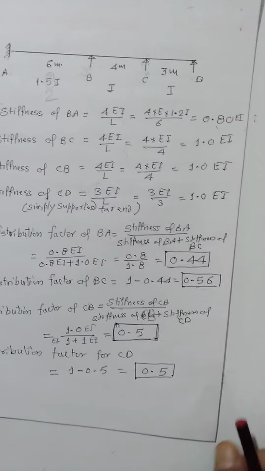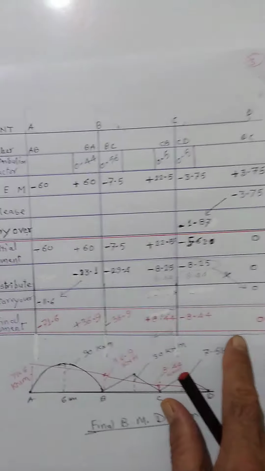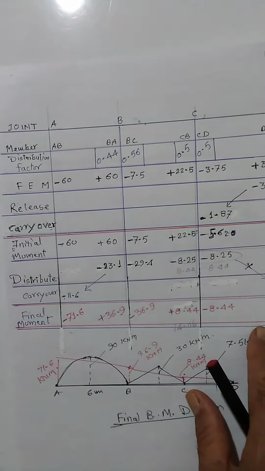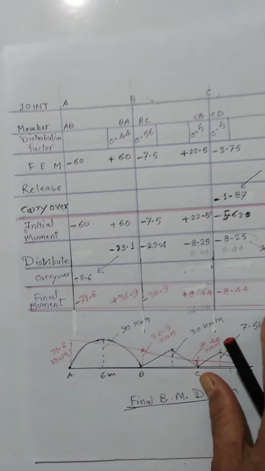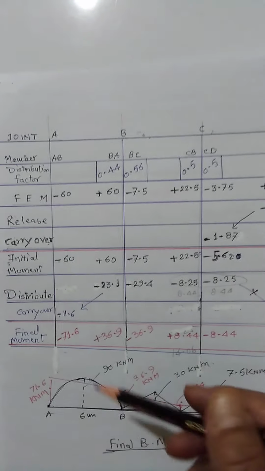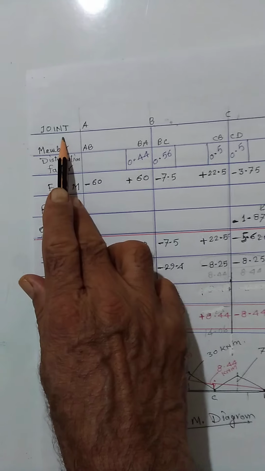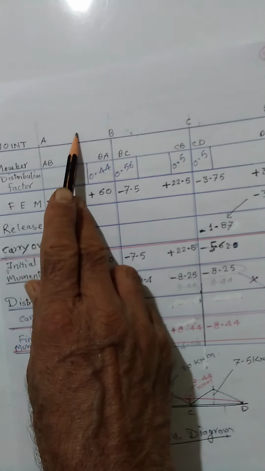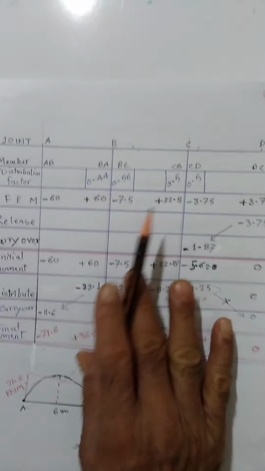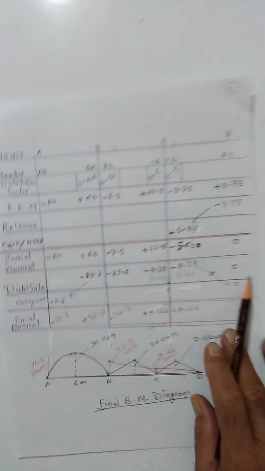Once the distribution factors are there, we will prepare a table and come to how to calculate the final moments, that is the hogging bending moment. In the table, first of all the joints. How many joints are there? A, B, C and D. There are 4 joints.